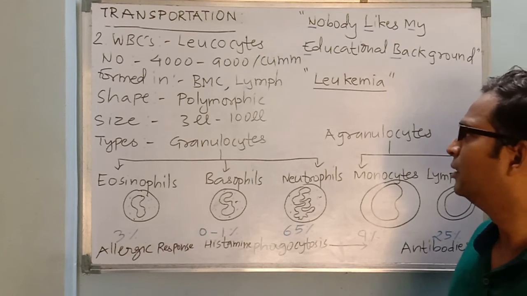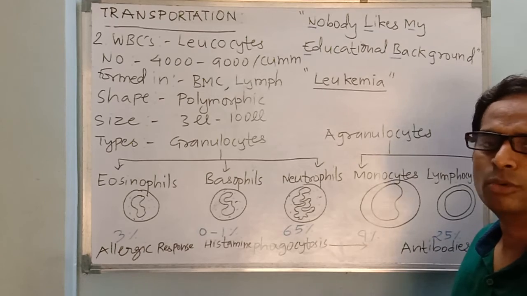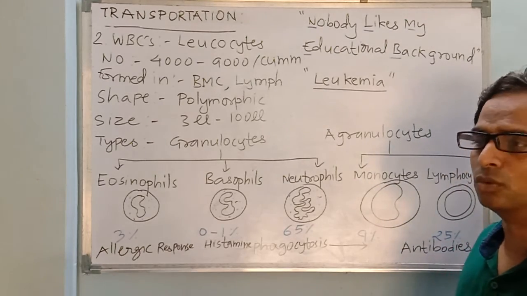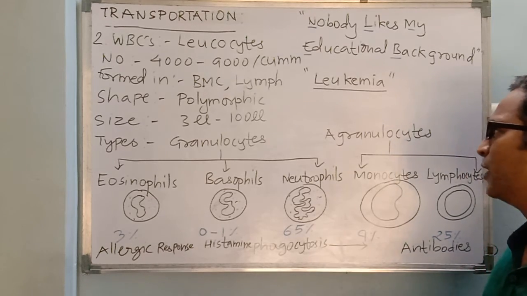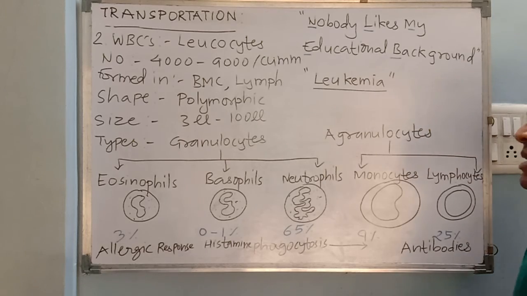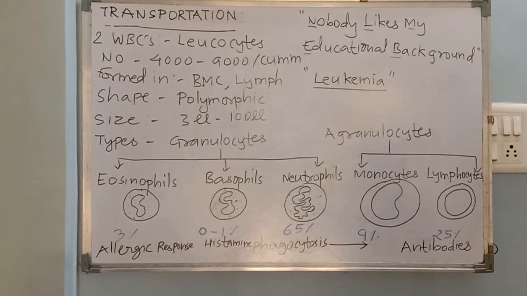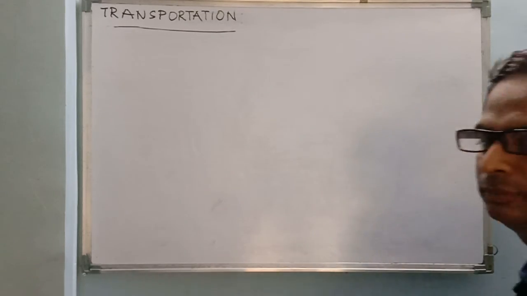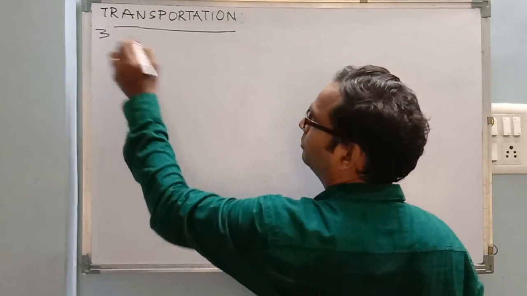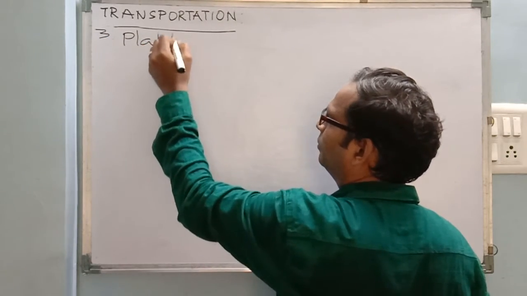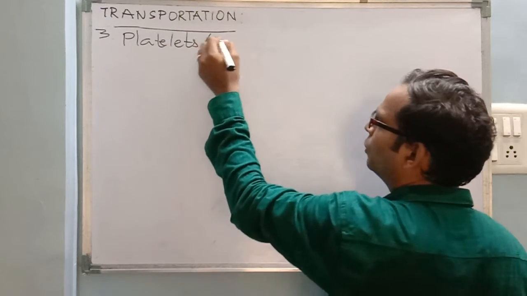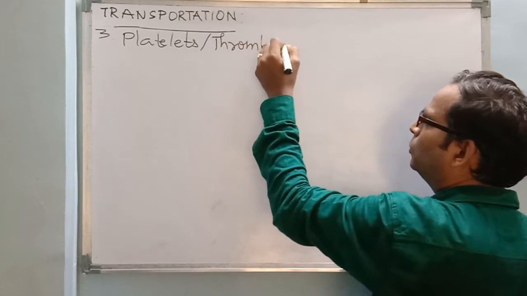If they decrease, then it will cause low immunity, poor immunity, and that will be an invitation to pathogens, disease causing agents. So I'm sure that you have understood what RBCs are, what WBCs are, and now it's time to learn the third one, platelets. Now, the third and last type of blood cell, platelets, or we can also call them thrombocytes.